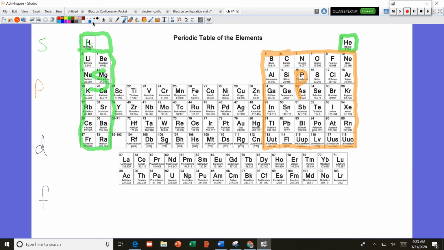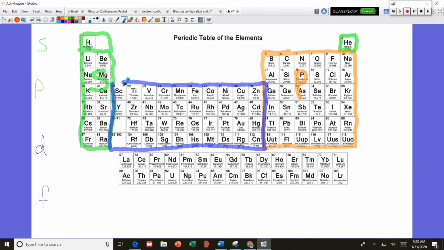Notice that there are 6 blocks. So this would be P1, P2, P3, P4, P5, P6. And then let's get our D orbital. D is represented by this group of elements right here.